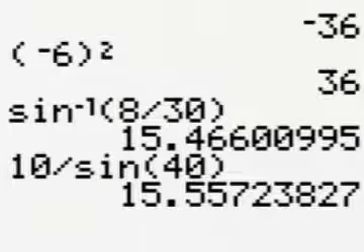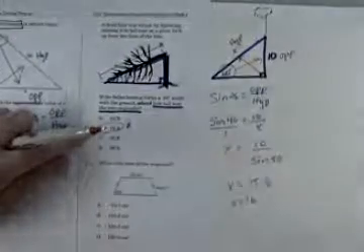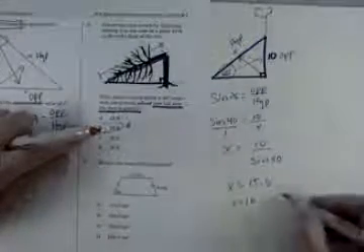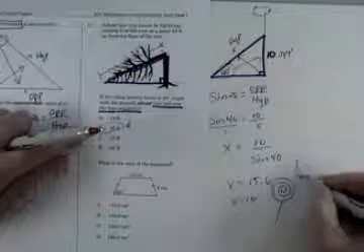Oh, this is so exciting. Look. They rounded all their answers to whole numbers, so x equals 16. So the answer must be B, right? Nah. This is a sucker problem, okay?